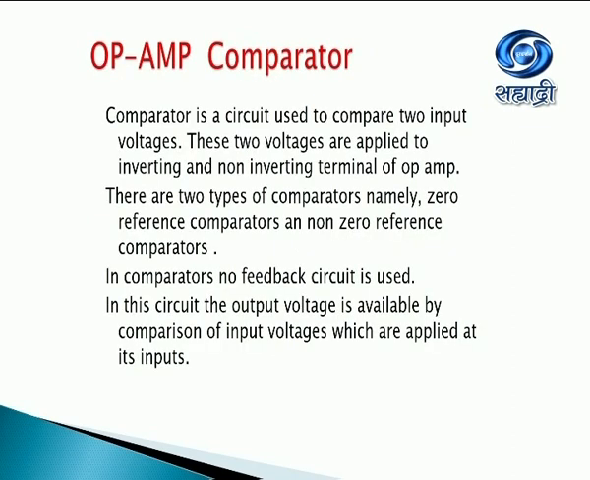Op-amp comparator. Comparator is a circuit used to compare two input voltages. These two voltages are applied to inverting and non-inverting terminal of op-amp. There are two types of comparators, namely zero reference comparators and non-zero reference comparators. In comparators, no feedback circuit is used. In this circuit, the output voltage is available by comparison of input voltages which are applied at its input.